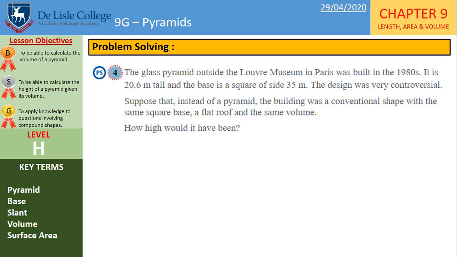Right, let's have a look at this. So the design is now a more conventional shape. It's got the same square base, but it's got a flat roof. And crucially, the volume is the same. That means the height is going to be a third of the height of the pyramid. So we're going to have 6.9 metres.